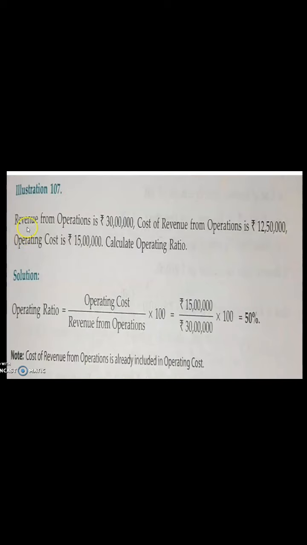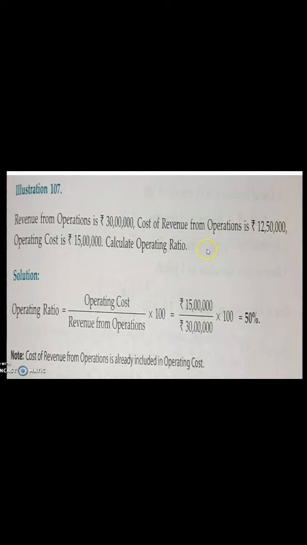The next problem: revenue from operation is given to you as 30 lakh. Cost of revenue from operation is 12 lakh 50,000. Operating cost is 15 lakh. Calculate operating ratio. Now, as you know, for operating ratio you have two formulas. So, to make a choice of the formula, you can see that cost of revenue from operation is given to you. But here, operating expenses is missing.